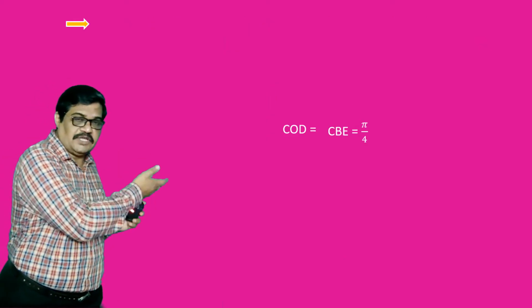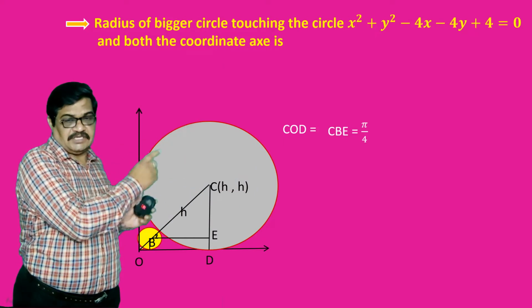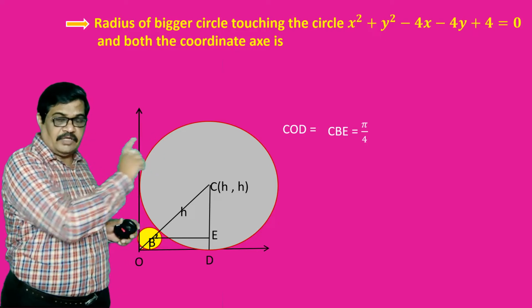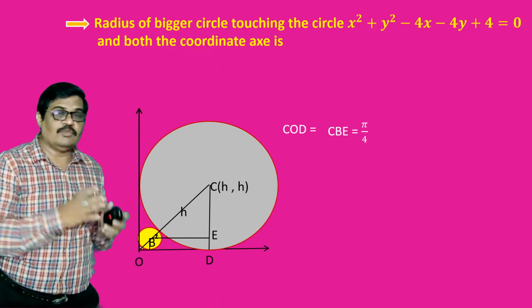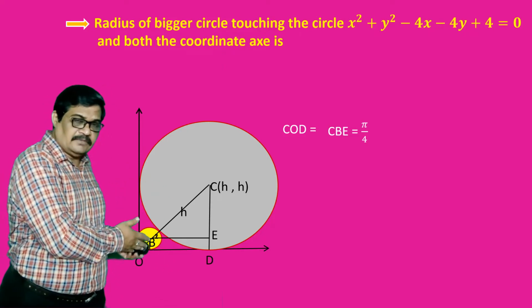Once again we are repeating the question: the radius of the bigger circle touching the circle x² + y² − 4x − 4y + 4 = 0 and both the coordinate axes. Okay, so look at the diagram once again.